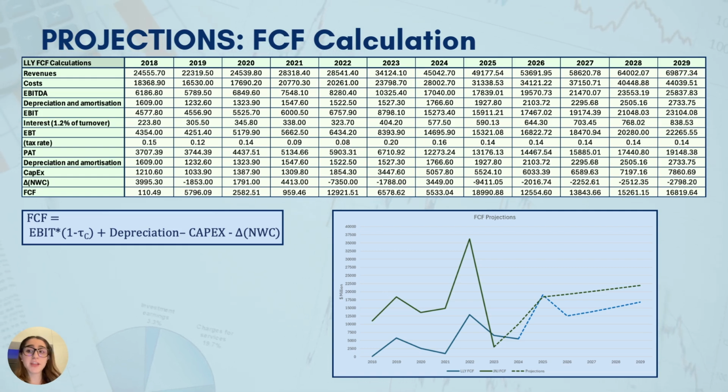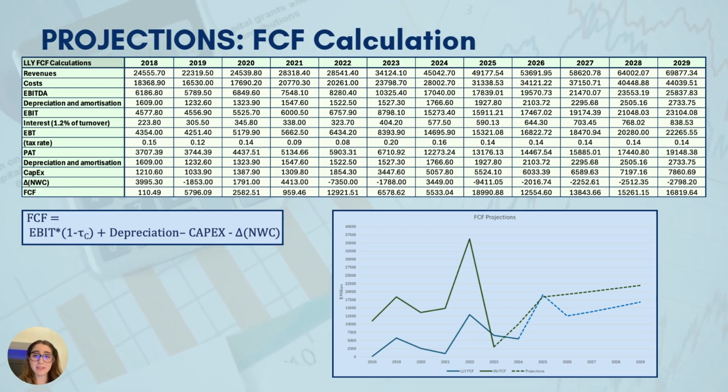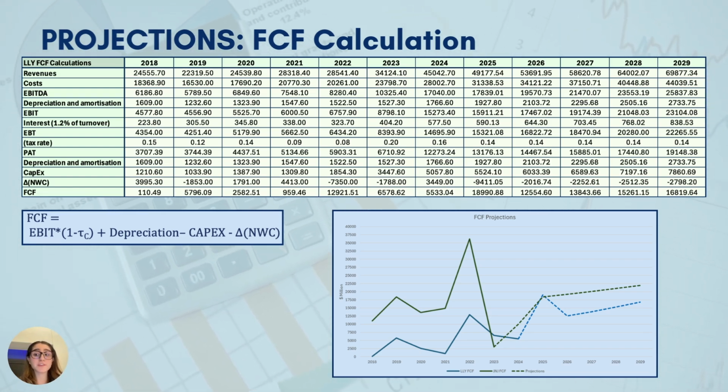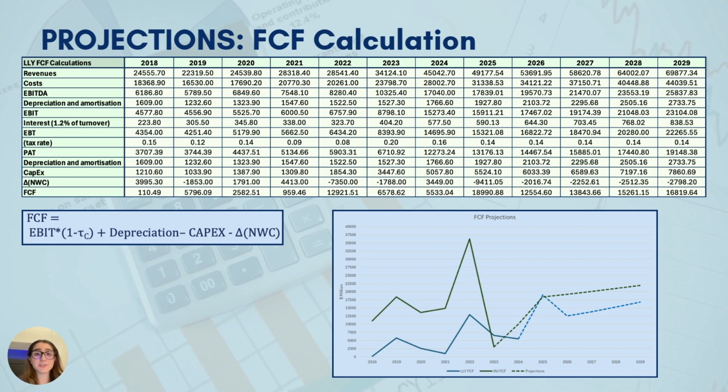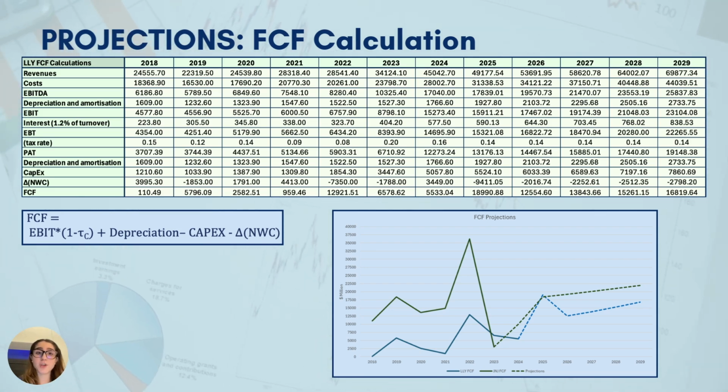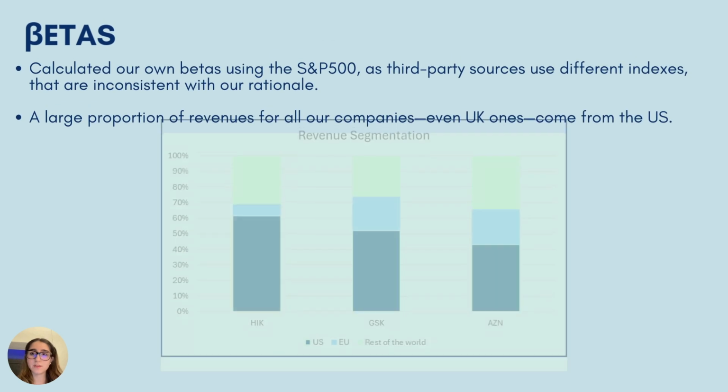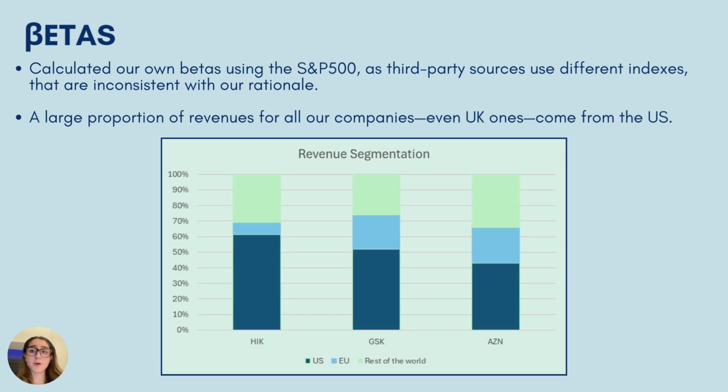Also, to calculate the free cash flows, we use the formula depicted on this slide. The resulting free cash flows forecasted for two of our companies can be seen on this graph. An example of the free cash flow calculation for Eli Lilly is shown in the table provided in the top of this slide. We decided to calculate our own betas using the S&P 500 as the market index. This is because of the heavy exposure of all of our companies, including the UK ones, to the US market, which can be seen in the revenue segmentation graph.